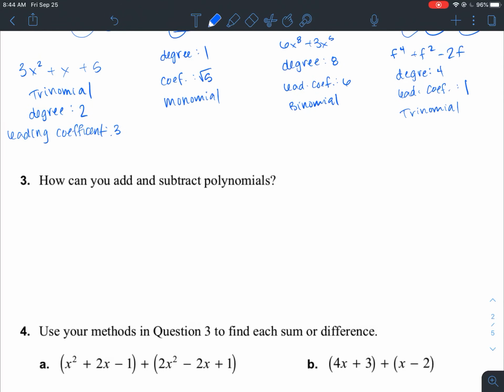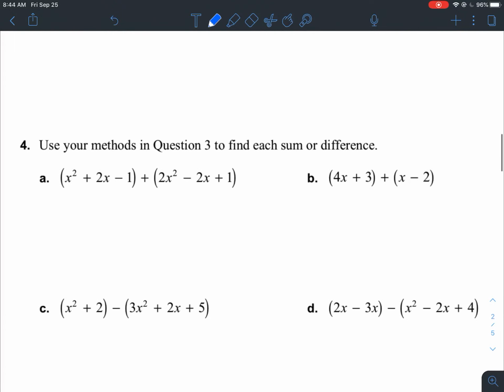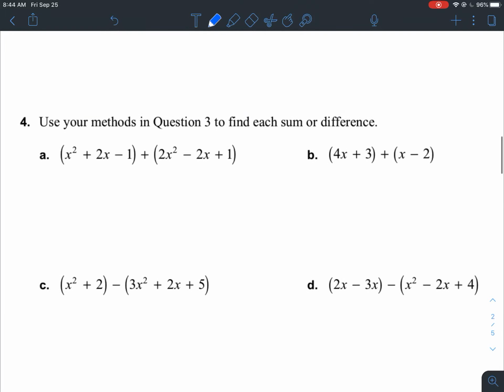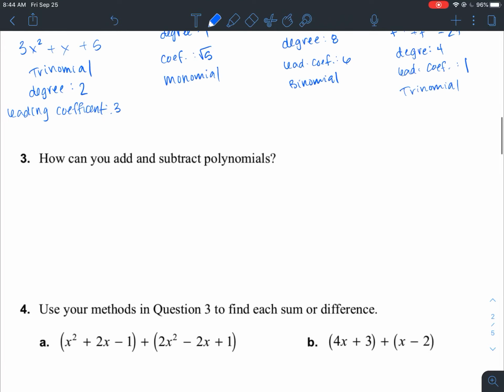Alright, so now how can you add or subtract polynomials? So, if we're given two different polynomials like you see in number 4, it's asking us to find the sum or the difference between them. So how can we add and subtract them? Okay, so in order to add or subtract, adding is easy. You might have heard of the term combine like terms. Combine like terms is very important.